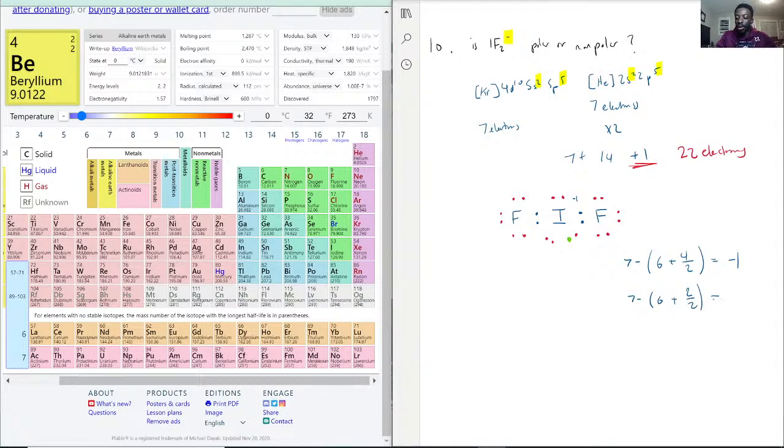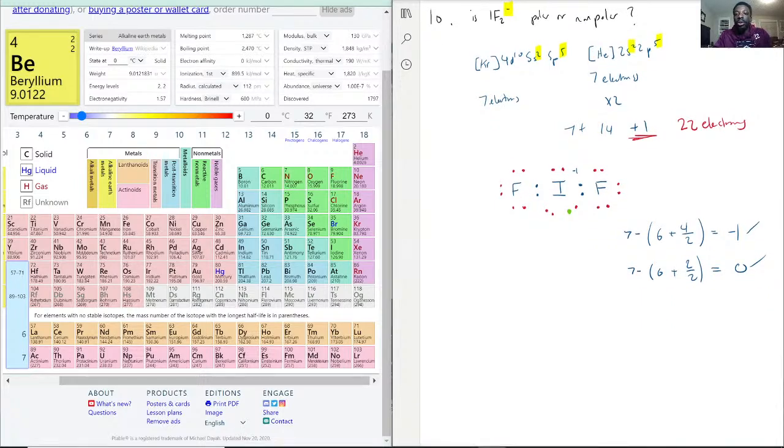So 6 plus 1 does equal 7, which makes this 0 actually. So based on this, you can actually see that the iodine is where the negative charge will be kept. Now it's asking if it's polar or non-polar. So with that being said, this is where it's a little bit tricky because you have to really visualize this.